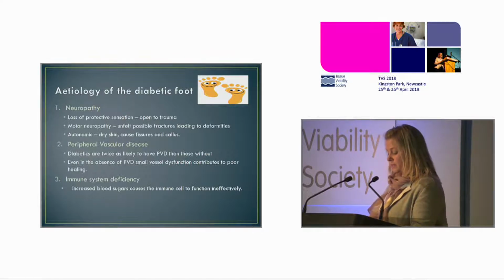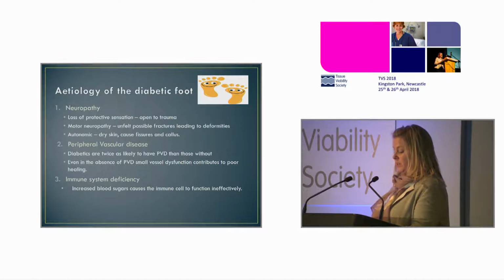Diabetics are twice as likely to have peripheral vascular disease as those without. Even in the absence of PVD, small vessel dysfunction contributes to poor healing. And then they also have an increased immune system deficiency. Increased blood sugars cause the immune cell to function ineffectively. And we all know that there's quite a few diabetics out there that are non-concordant and do run with high blood sugars.